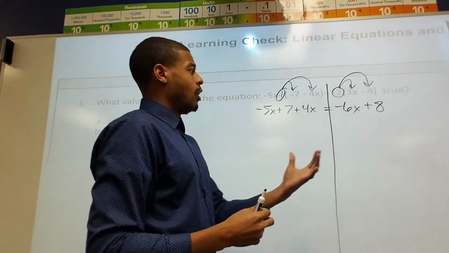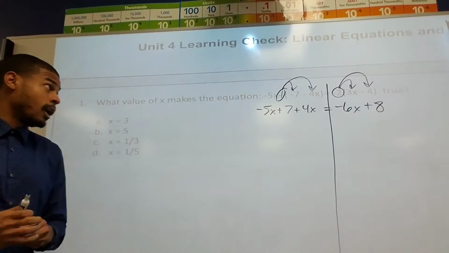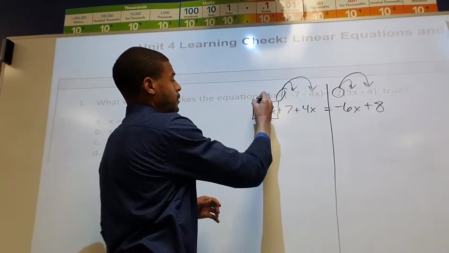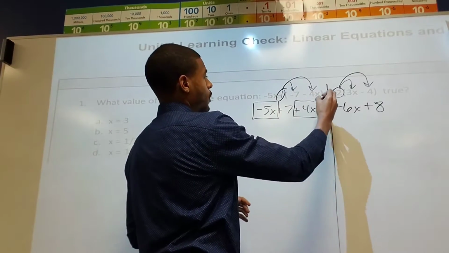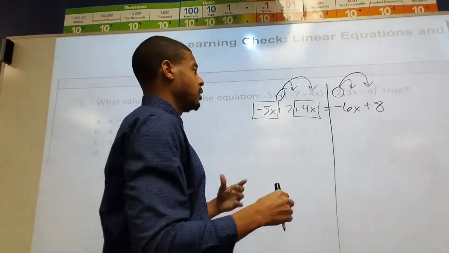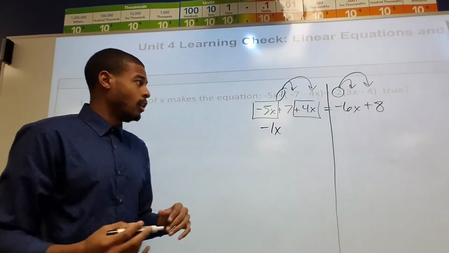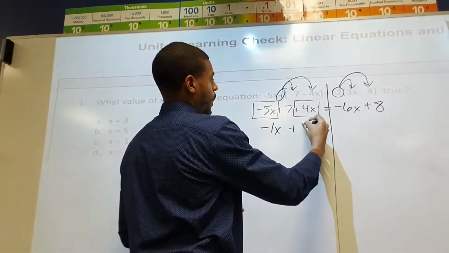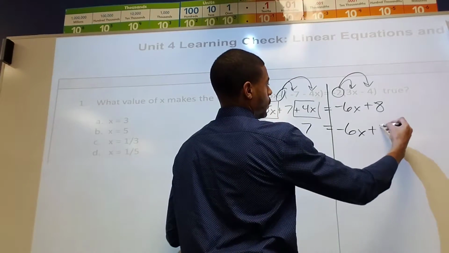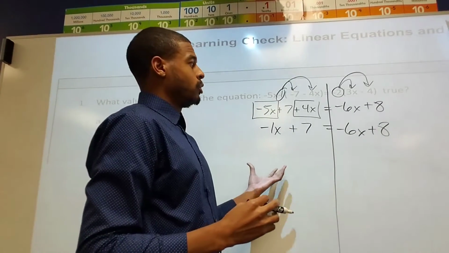On the right side we're good with combining like terms, but on the left side we do have some things that we can combine. We have a negative 5x and a positive 4x we can combine together. Negative 5x plus 4x is going to equal negative 1x, or negative x. We continue to add 7, so the 7 comes down, and that's equal to negative 6x plus 8.